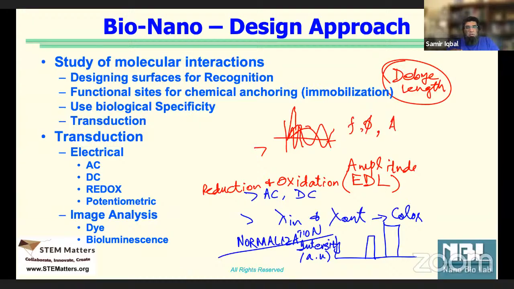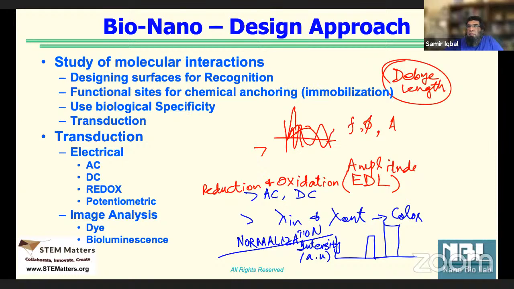So I just put the frequency, phase, and amplitude would be for AC. The DC would be more with resistance, with change in resistance, change in the slope, and reduction and oxidation. So these are just some things I put there.